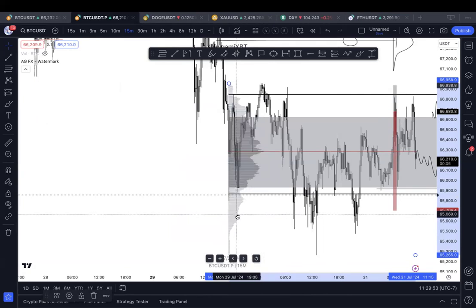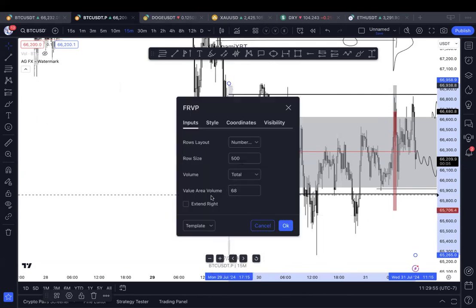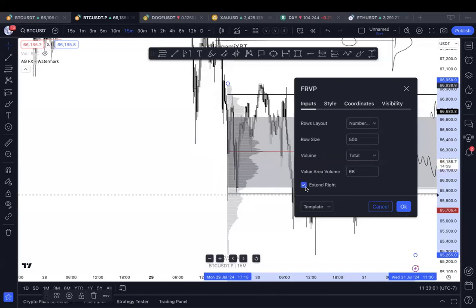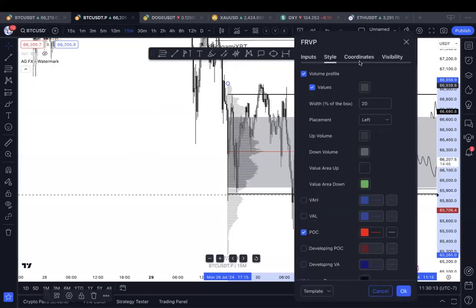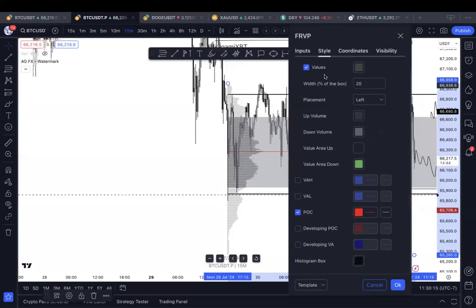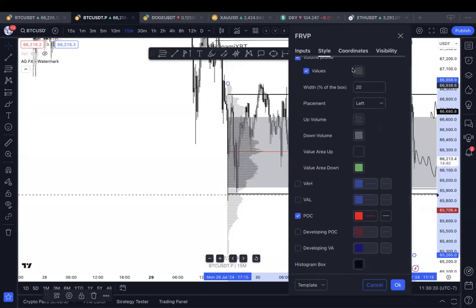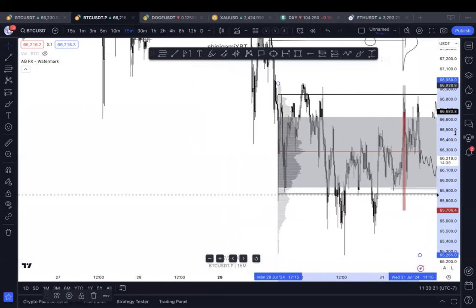The main data is the value area volume, which should be 68. You don't want to extend it to the right, because it's going to extend it to current price action, which is not really good. You want to keep it that way. Volume should be total. Up and down will exclude that, and you don't want that. So these are settings that you can copy, and the style is similar to this. You can screenshot this, or take it from the recording of the session later.